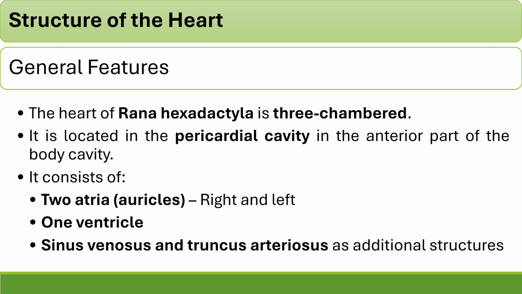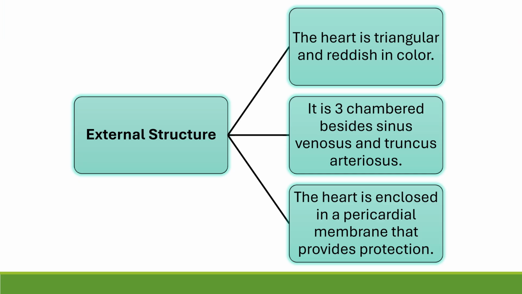The heart of Rana hexadactyla is three-chambered. It is located in the pericardial cavity. It consists of mainly three parts: two atria or two auricles, one located on the left side and one on the right side, one ventricle, sinus venosus and truncus arteriosus. We will see the external structure of the heart.